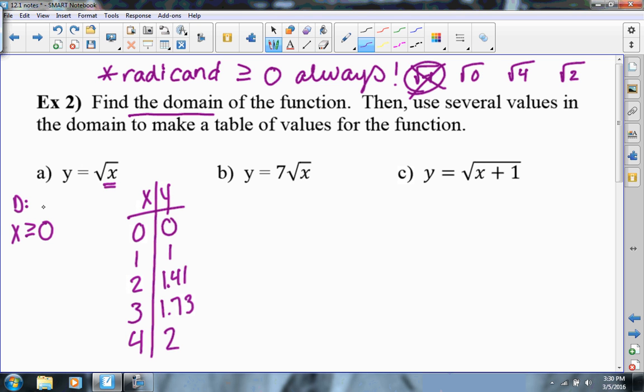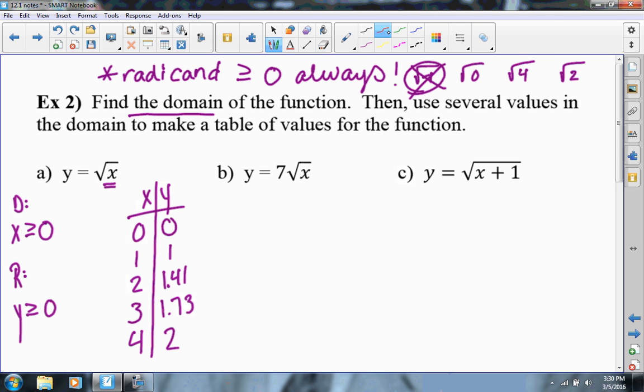Now once I have my domain, then I can actually figure out what my range is too. Remember, range is all of your y values. So if I look in my table of values here, all of these numbers are greater than or equal to 0. I start with 0 and then I go up from there. So if I wanted to, I could say that my range is all of the y's that are greater than or equal to 0. So those are two important concepts and skills that we've been talking about in the past. We've talked about domain and range in the past, but this is why we talk about them, because they help us make our table of values.